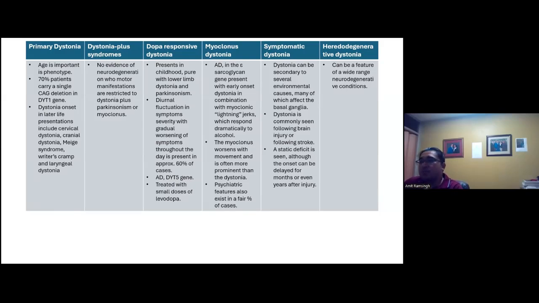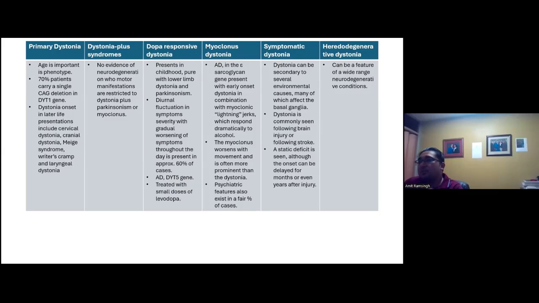Myoclonus dystonia is autosomal dominant, there is an abnormality in the epsilon sarcoglycan gene, and it presents with early onset with a combination of myoclonic jerks, and it responds quite dramatically to alcohol. The myoclonus worsens with movement, and the myoclonus is more prominent than the dystonia, hence why they call it myoclonus dystonia. Usually they have a lot of different psychiatric features as well.